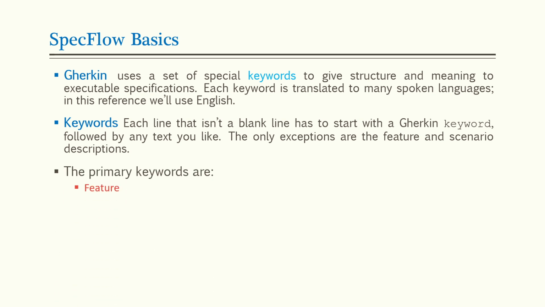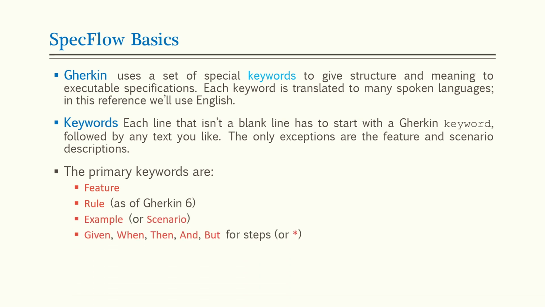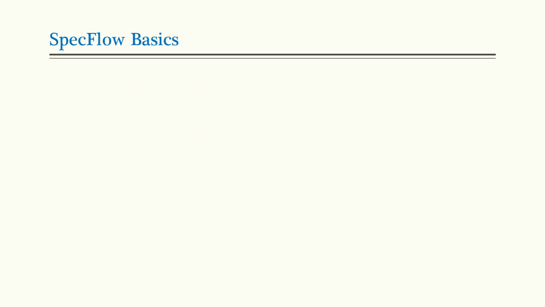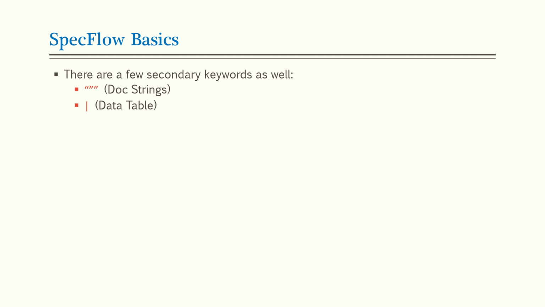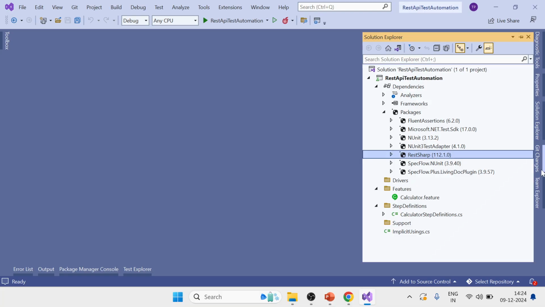The primary keywords are feature, rule, example or scenario, given, when, then, and, but for steps, or star, background, scenario outline, and examples. These are the primary keywords. There are some few secondary keywords also, like doc string, that is triple double quotes, then pipe, that is for the data table, at the rate for the tags, and hash for the comment. So these are the things which you can use if you want to.